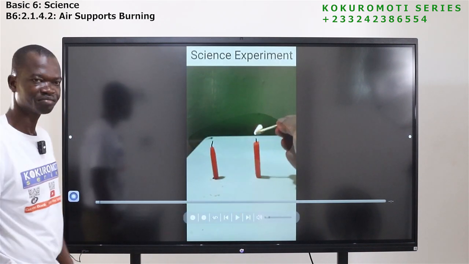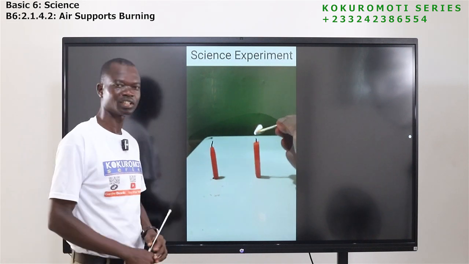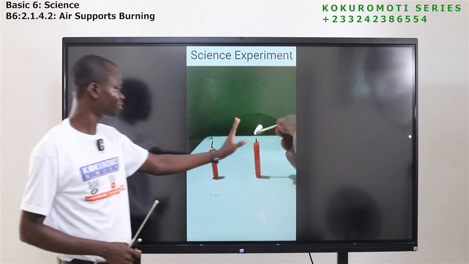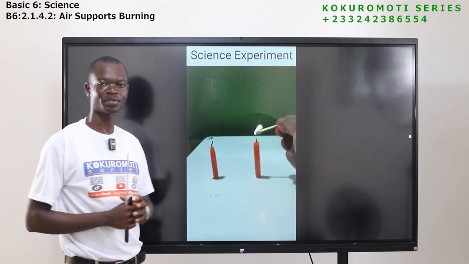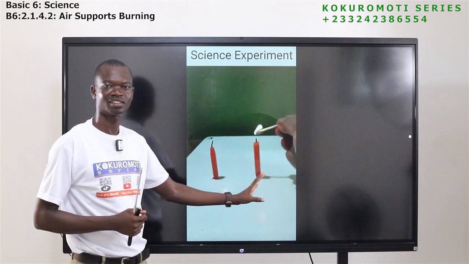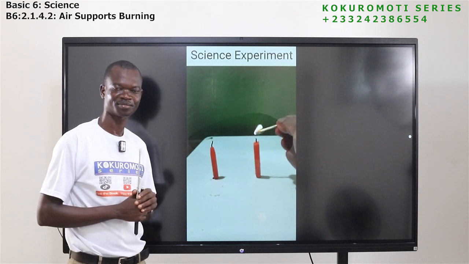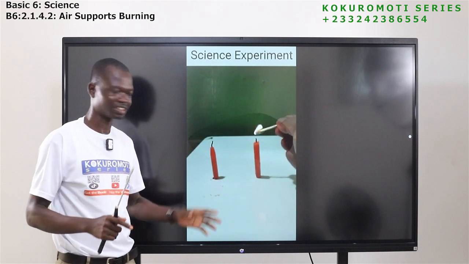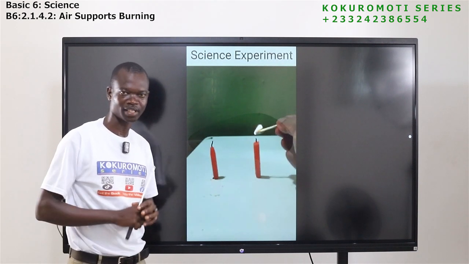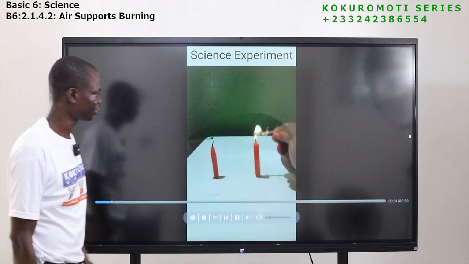So you see, we have 2 candles here. You light this one, you light this one. After some time, you cover this with a transparent object. This candle will stop burning after some time. This one will not stop burning. The one that is not covered will keep on burning, but the one that is covered will stop burning. Why? Okay, so let's watch it again.